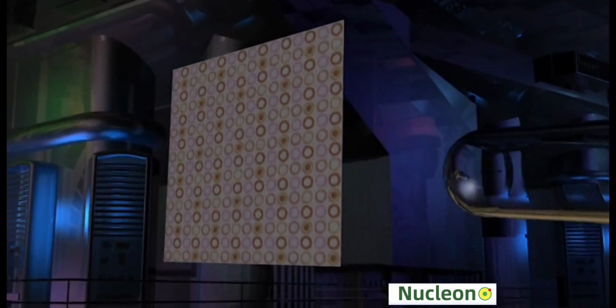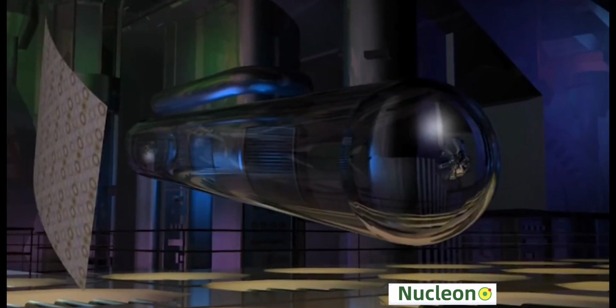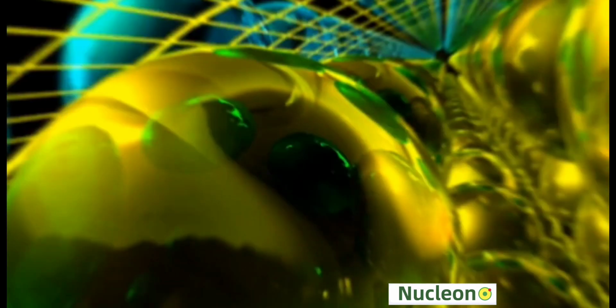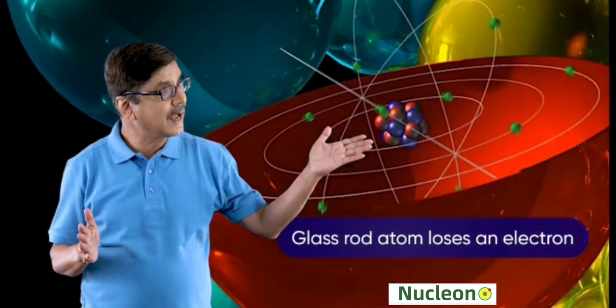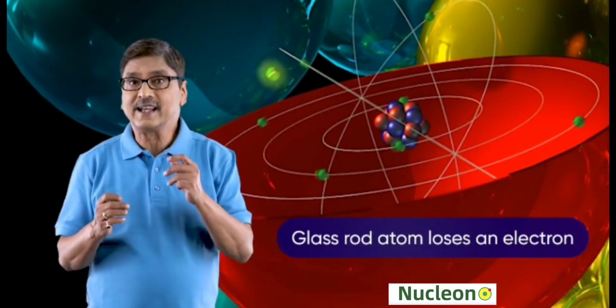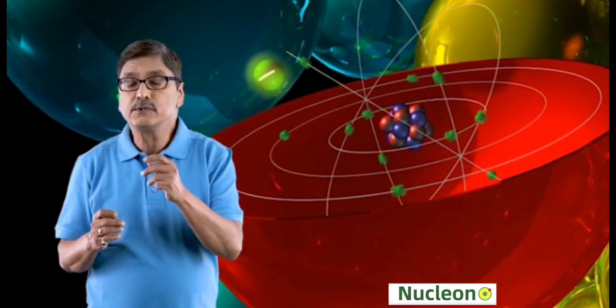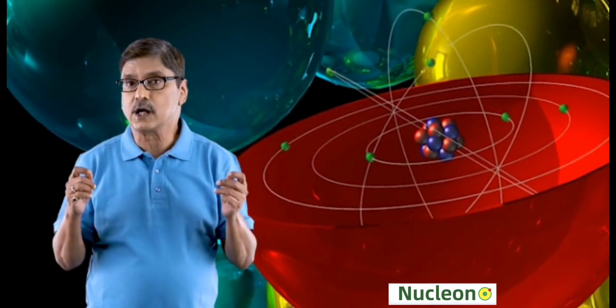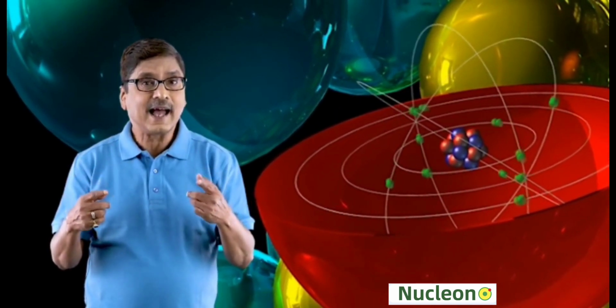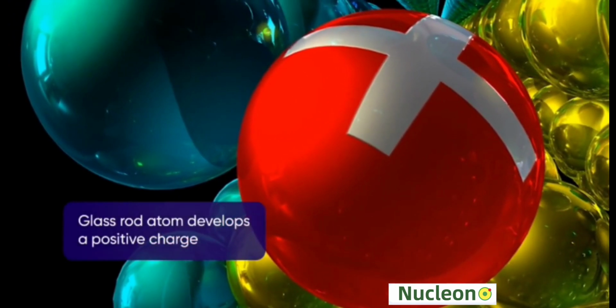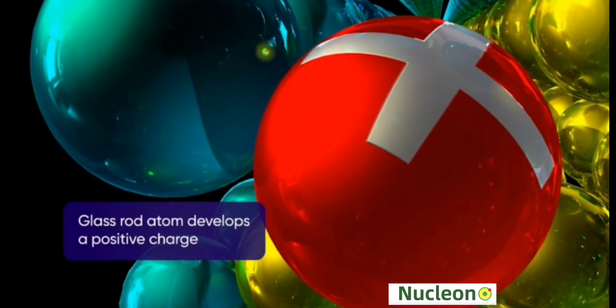But when the neutral glass rod is rubbed with the neutral silk cloth, the energy spent in rubbing is used to transfer electrons. A glass rod atom loses an electron due to friction produced during rubbing. The deficiency of one negatively charged electron creates an imbalance of charge. Hence, the glass rod atom develops a positive charge.